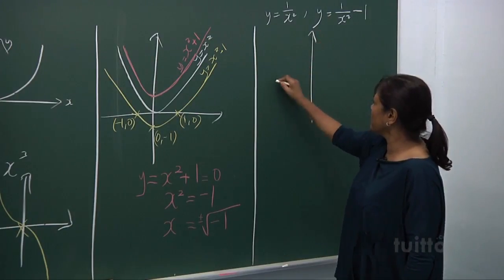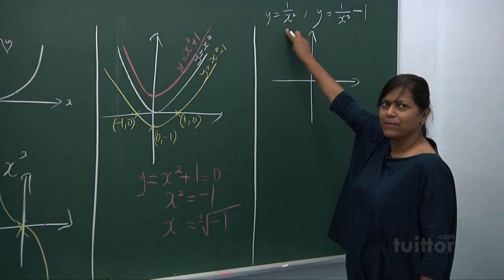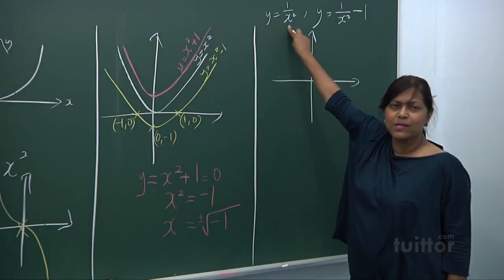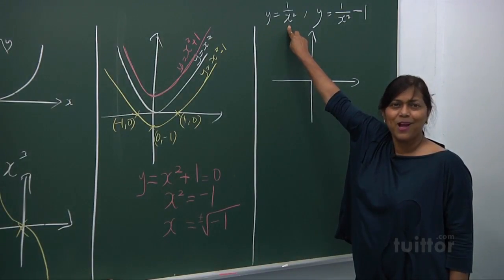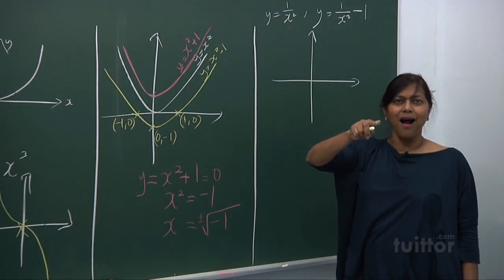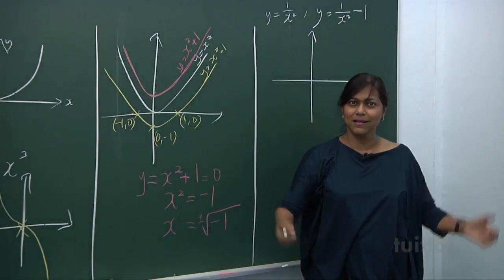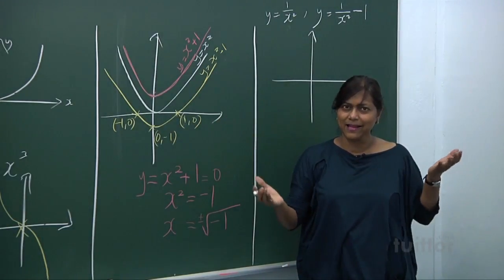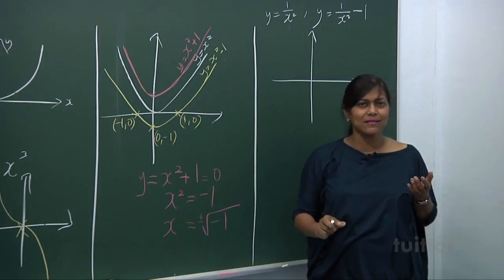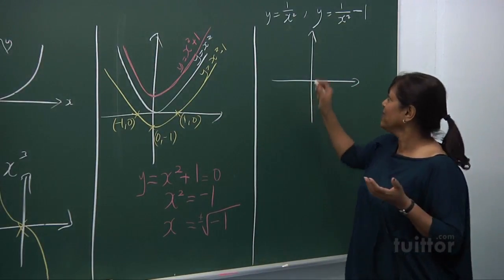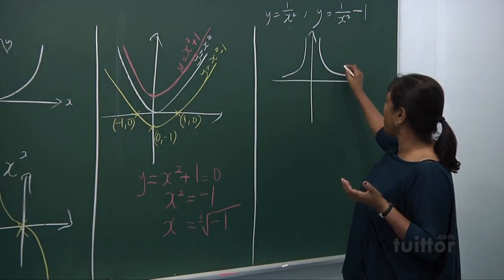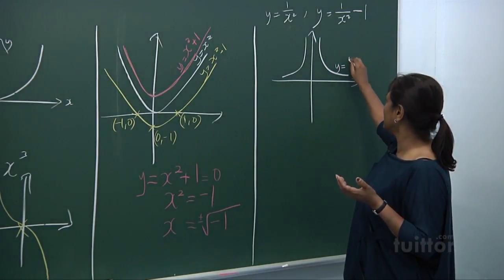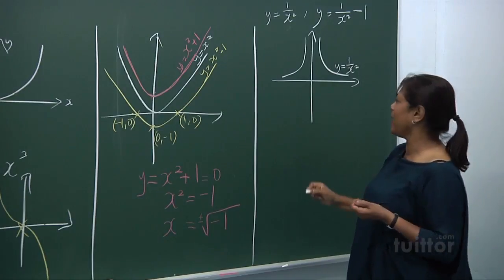Y equals to 1 over x squared. We learned that this is going to be positive, whatever the values of x, even if x is negative. Negative and negative, repeated twice, becomes positive. So this is the shape of this graph, y equals to 1 over x squared.